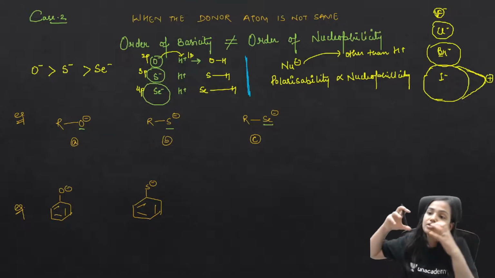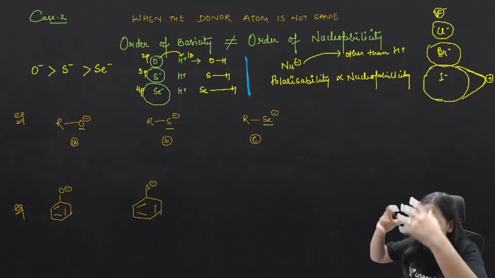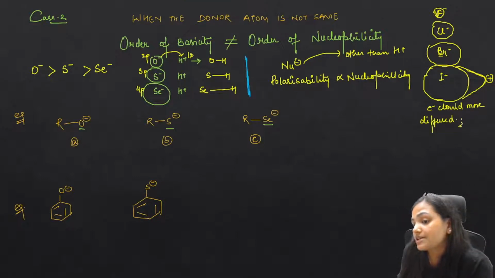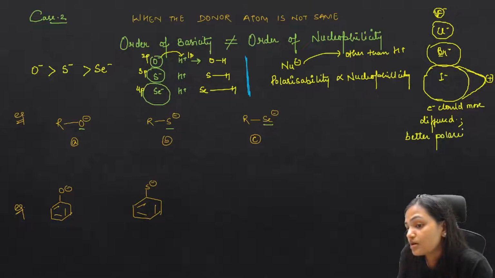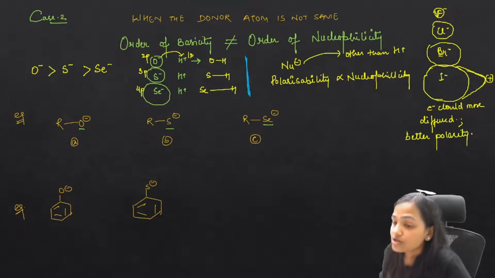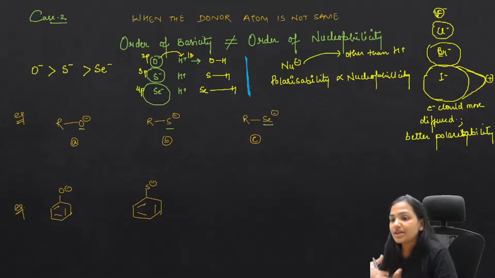So if they have to attack over carbonyl carbon, and if their electrons are loosely held, their electron cloud is more dispersed or more diffused. So if their electron cloud is more diffused, they will have better polarizability. They have a better tendency to form a covalent bond, because ultimately they have to attack over any other atom other than H positive. So they have better polarizability. Okay, so electron cloud is more diffuse, better polarizability.